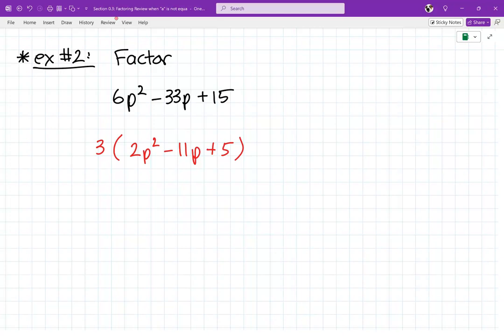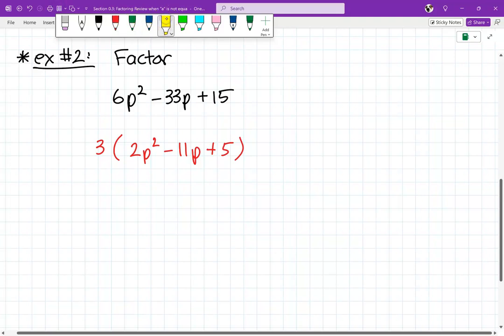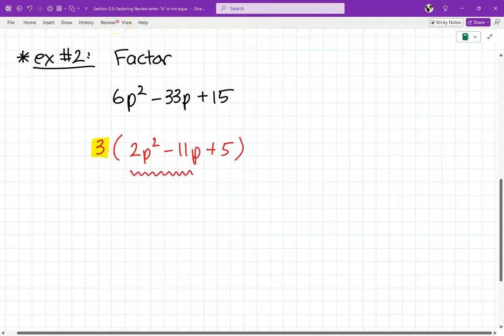Now that 3 is important. Don't forget about it. We're going to need to drop it down later. Okay? But for now, we're just going to focus on this part right here.